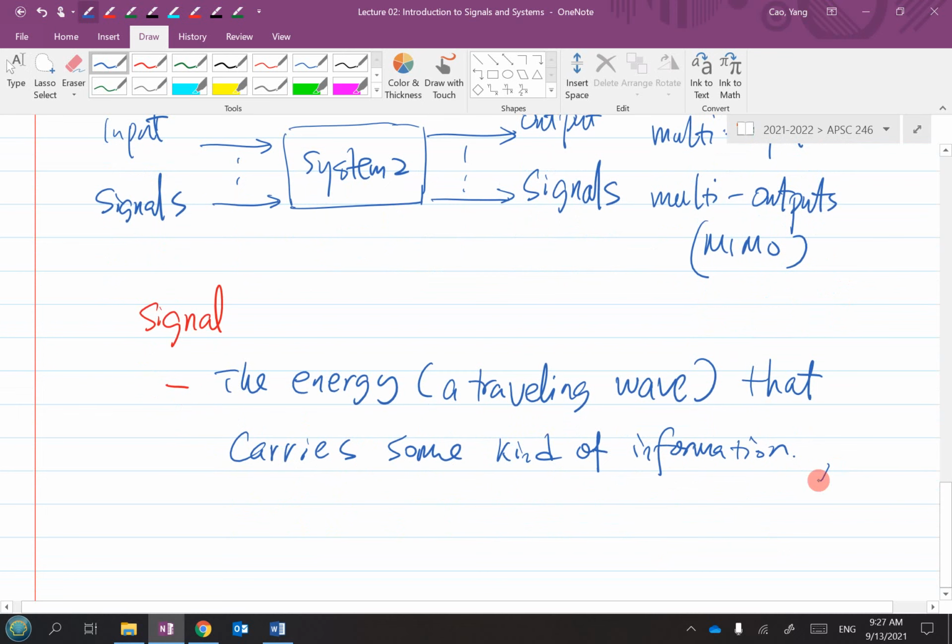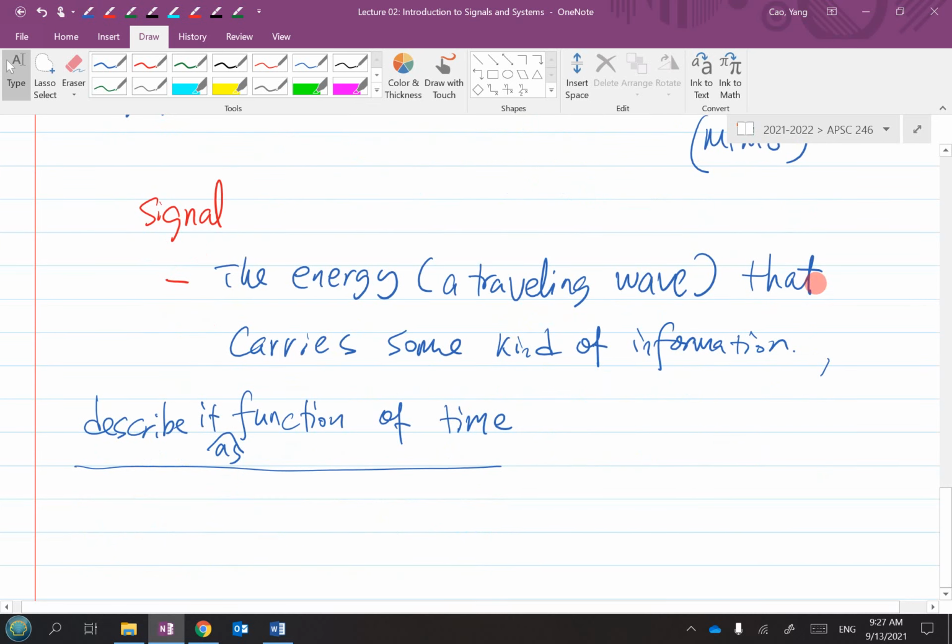And we usually describe a signal as a function of time. Not always. I'm talking about a real-time continuous signal. If you have a discrete signal, it's not about time, it's about numbers. And in real life, a signal is basically a function of time. As time changes, the signal most probably will also change.